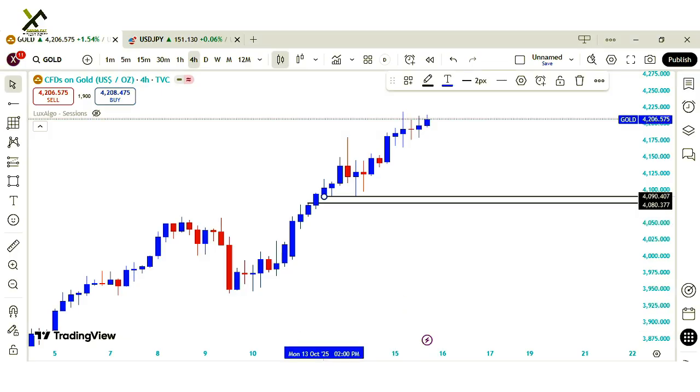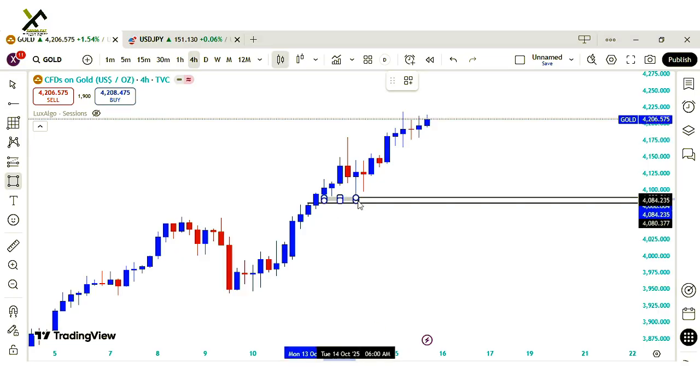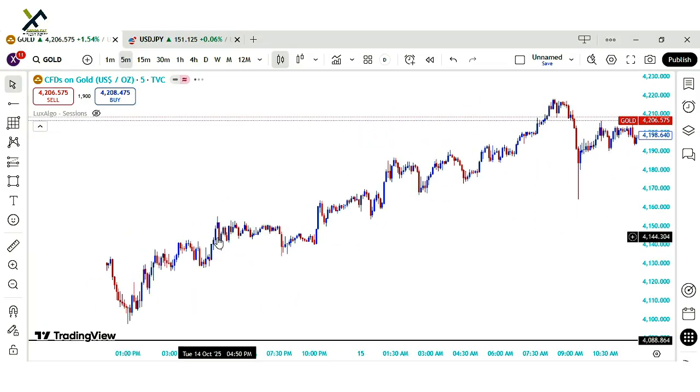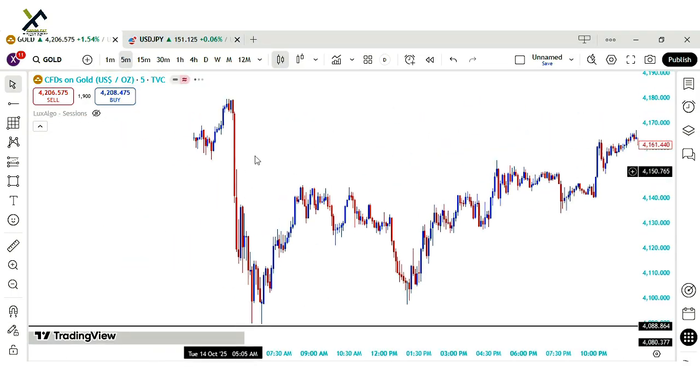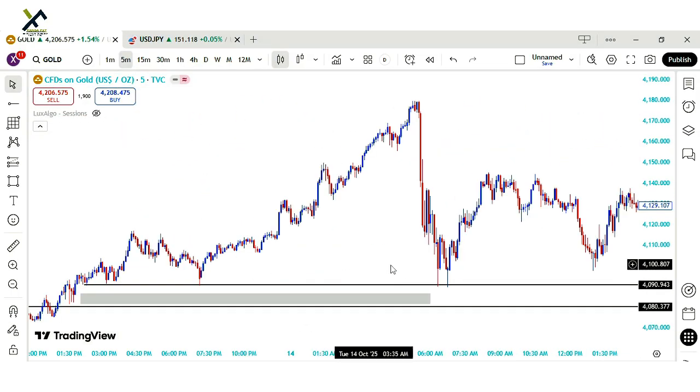Yes, I've spotted this. Then I mark out the area so that I'm going to look for it on the 15 minutes time frame. Okay, you mark it out. Okay, let's go down to 5 minutes time frame. Now this is the area that I marked on the 5 minutes time frame.